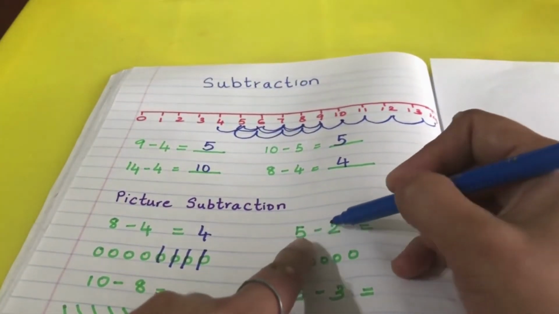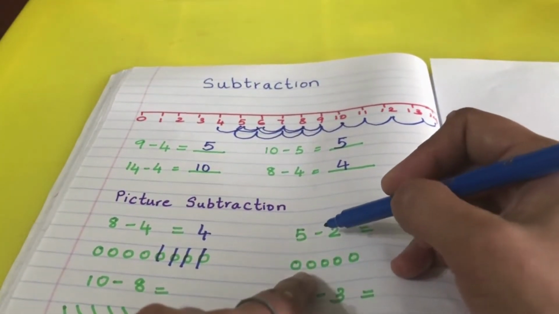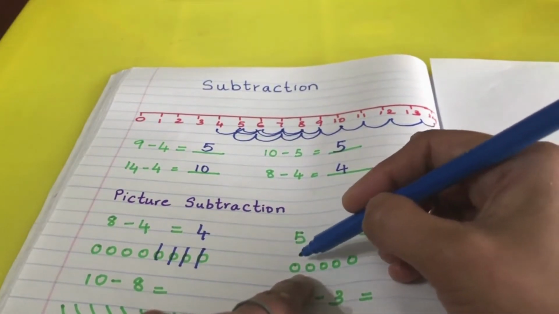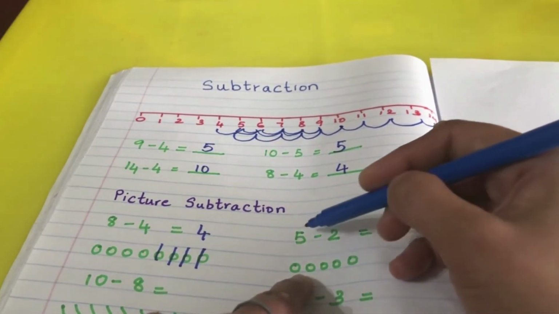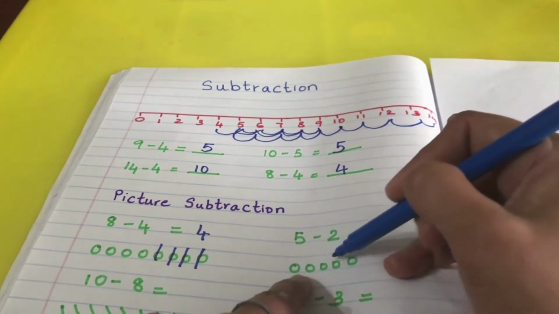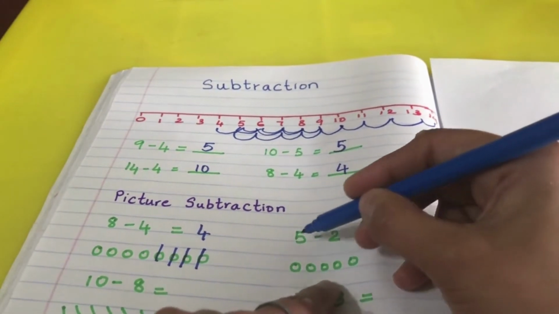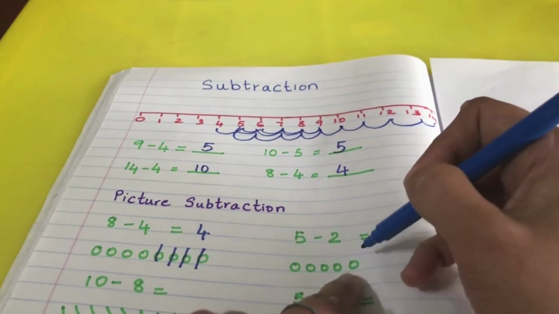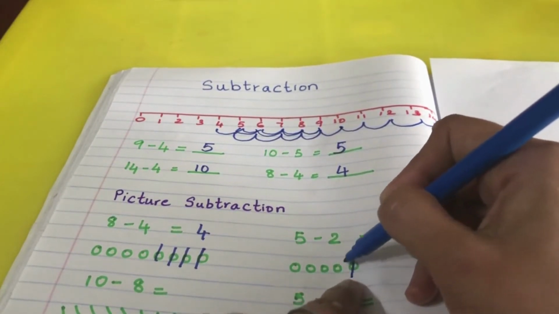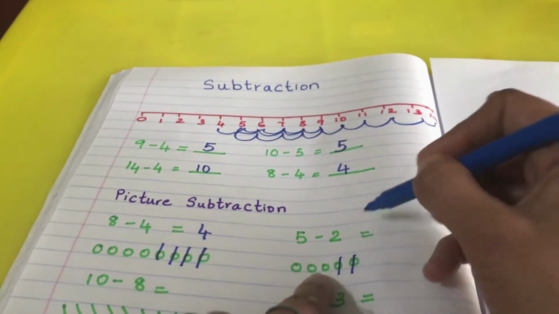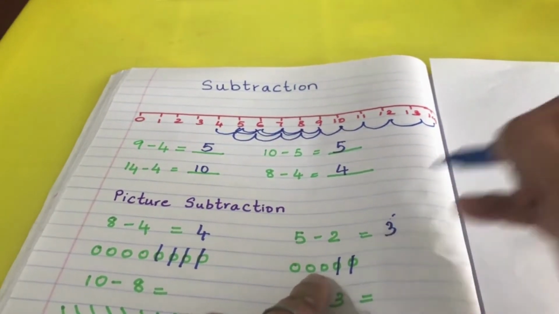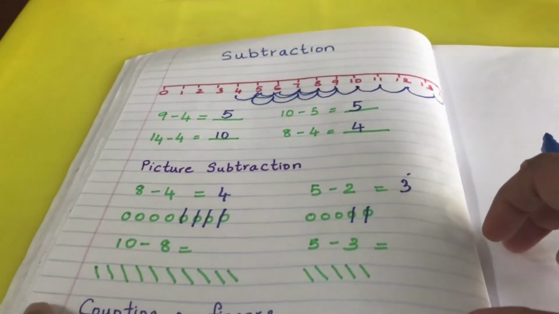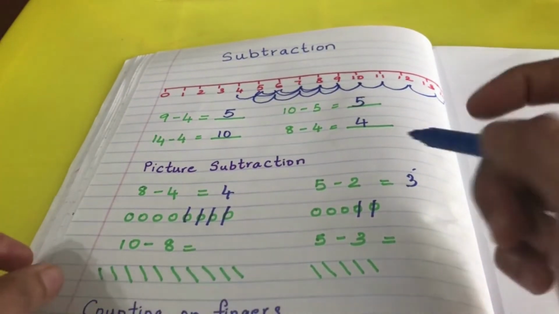Next here it is 5 minus 2. So you have to ask kids to draw circles of the bigger number. So here the bigger number is 5. So he has to draw 5 circles. 1, 2, 3, 4, 5. 5 minus 2. So how many does he have to cancel? 2. 1, 2. So how many circles are remaining? 3. You can also ask your kid to draw lines or whichever shape he is comfortable with.